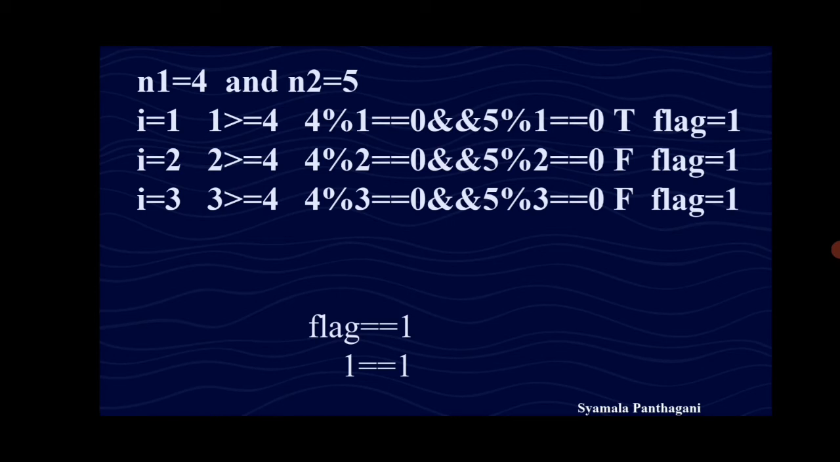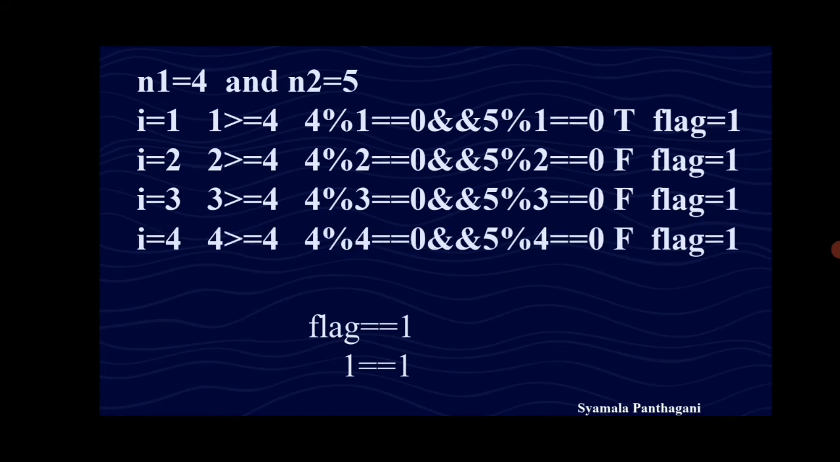i is equal to 3. 3 is less than or equal to 4, that is also true. 4 mod 3 is equal to 0, that is false. And 5 mod 3 is equal to 0, that is also false. That's why the whole condition is false, and the control doesn't increase the value of the flag and just goes to the next iteration. Now i is equal to 4, and 4 is less than or equal to 4, that is also true. Now 4 mod 4 is equal to 0, that is true.